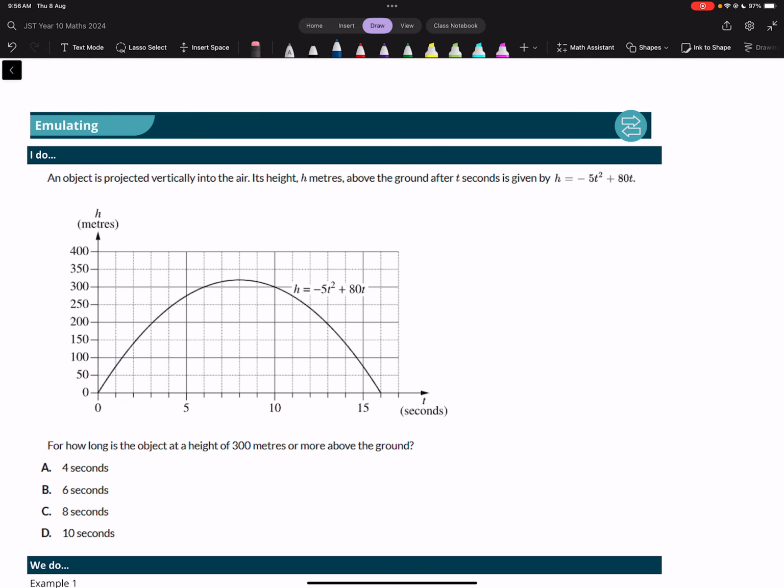Here's a typical question we might get. We've got an object projected vertically in the air. We're given a quadratic formula and a quadratic graph. The parabola is given to us. But we're asked an interesting question here. We're asked, for how long is the object at a height of 300 meters or more above the ground?